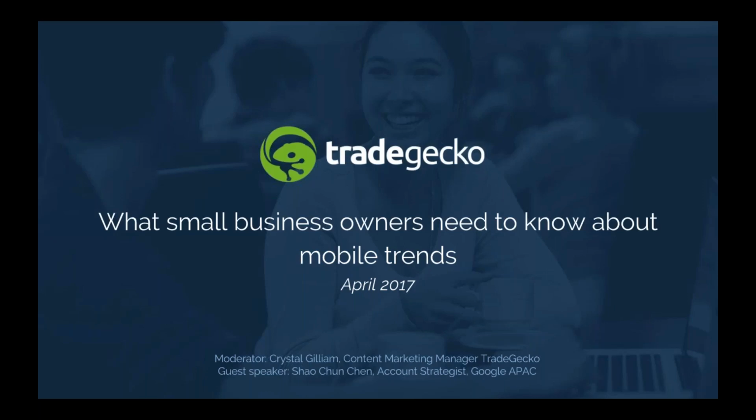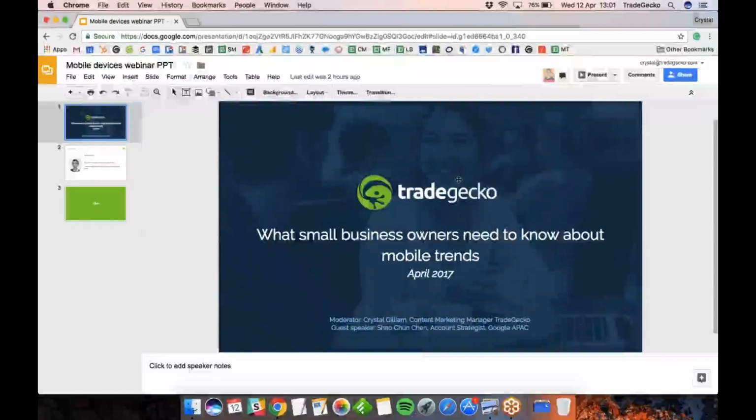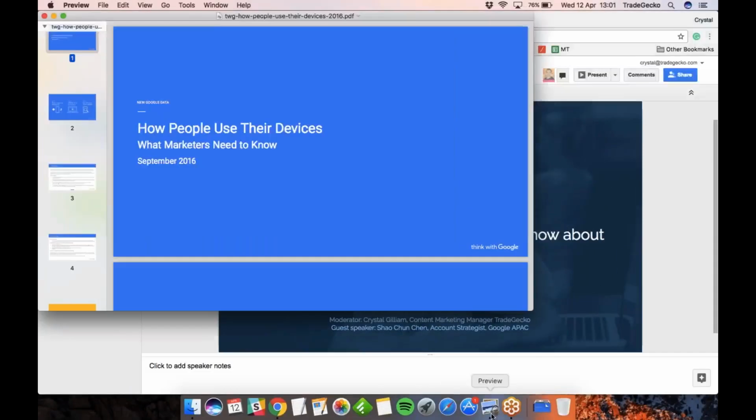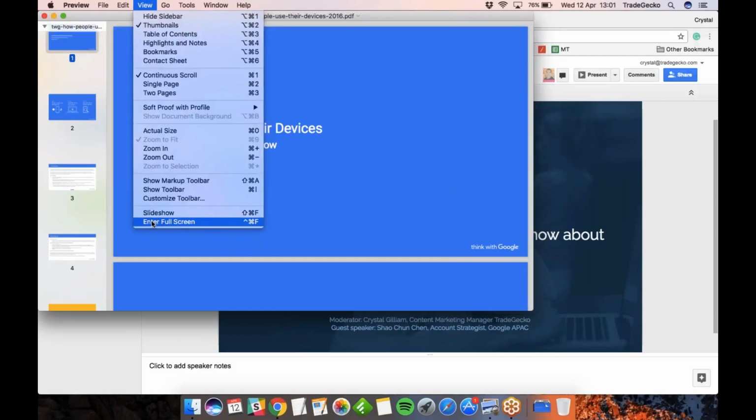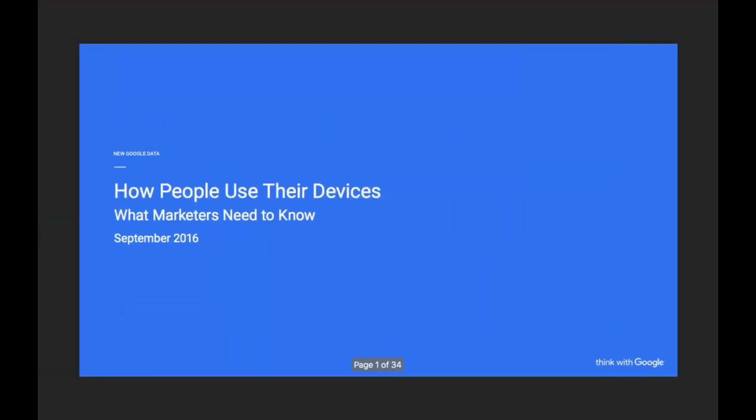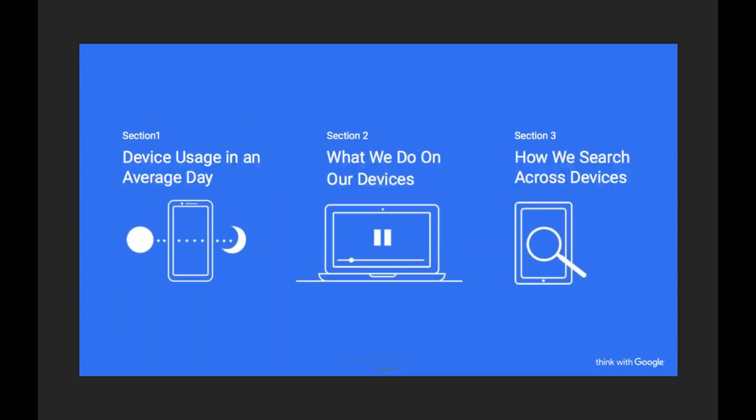Thanks, Crystal. Hi, everyone. My name is Xiao. As Crystal has shared, I'm from Google. I have been with Google for slightly over a year, and my main responsibilities are helping companies like TradeGecko leverage the digital landscape and expand internationally. Today, our agenda covers how people use devices on the internet, and what that means to you as a small business owner.